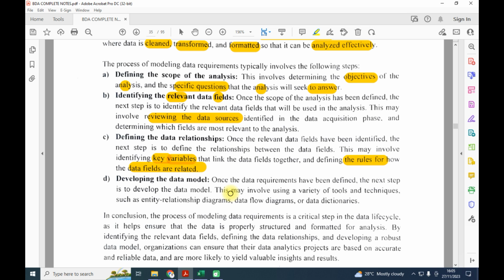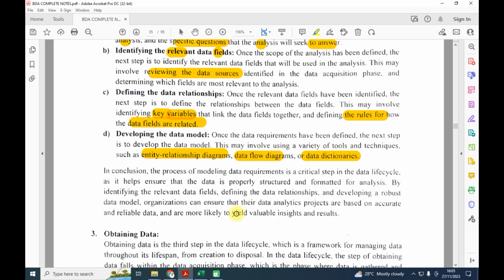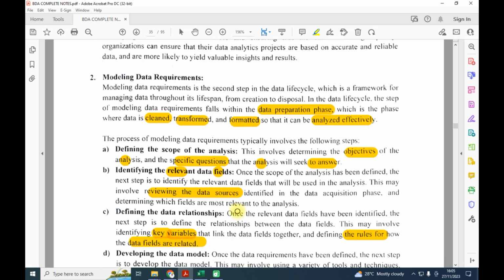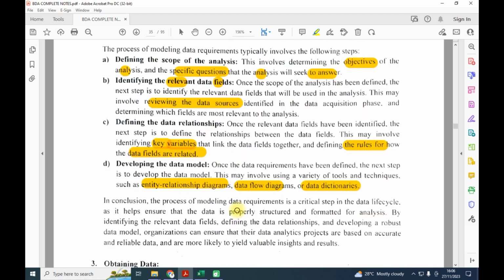Now we come up with a model. Once the data requirements have been defined, the next step is to develop the data model. This may involve using a variety of tools and techniques such as the entity relationship diagram, the data flow diagram, and the data dictionaries. These are some of the methods that can be used when we are developing the data model, making sure the model is up and running. So after number 2, we have already modeled the data requirement. We know all that will be required and the model that is able to handle all that data requirement.